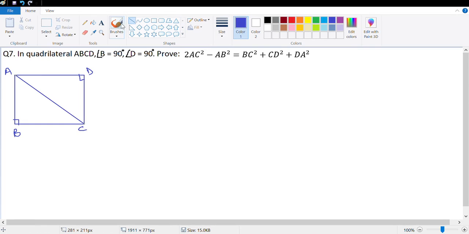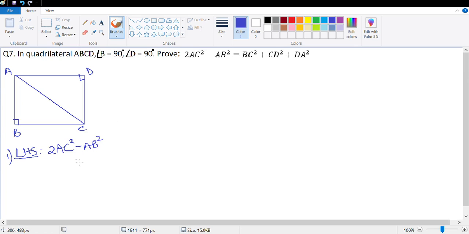Perfect. So let's look at the left hand side. The left hand side is point number 1, 2 times AC square. So 2 times AC square minus AB square.